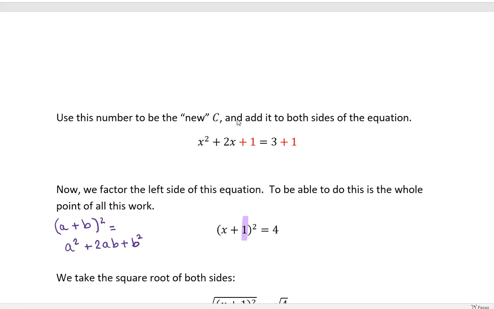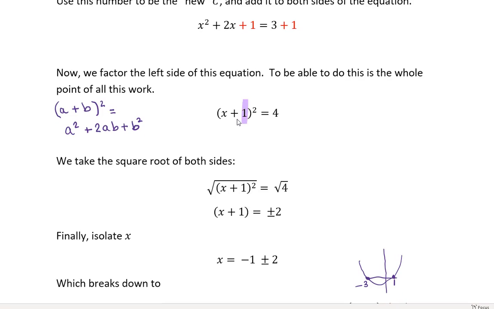And you're going to see why that's important, but it's really crucial to realize this is the big trick. This is the big magical moment, for lack of a better word, that we understand what's happening. Okay, so we're going to have our (x + 1) quantity squared equal to 4.